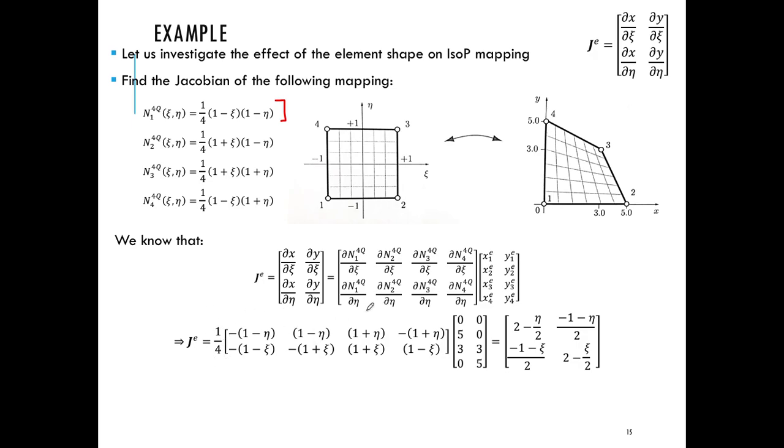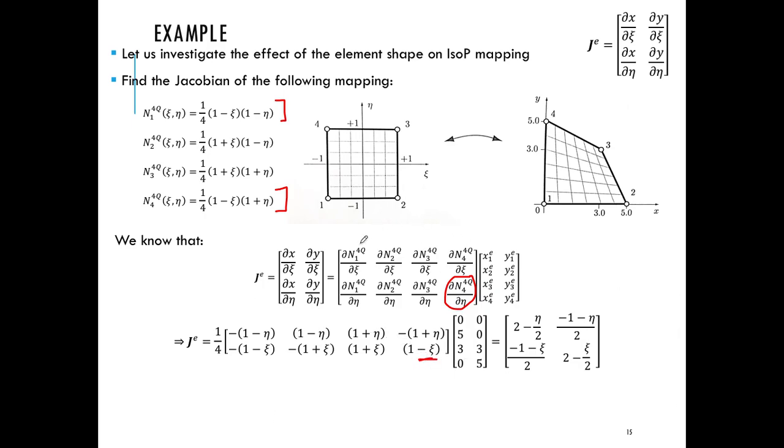Similarly, I can find all of my other terms. Let's look at another example: del N4 with respect to del eta. The coefficient of eta is just +1. So what I get is (1 minus psi) divided by 4. And that's exactly what I have, 1 minus psi divided by 4.